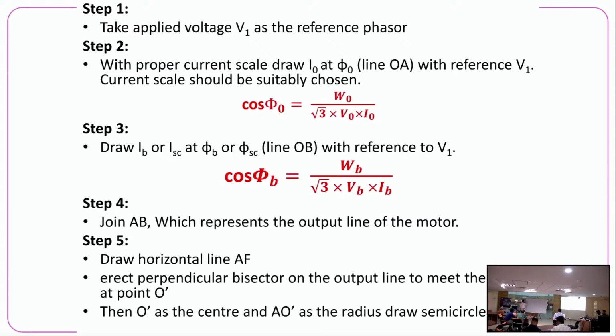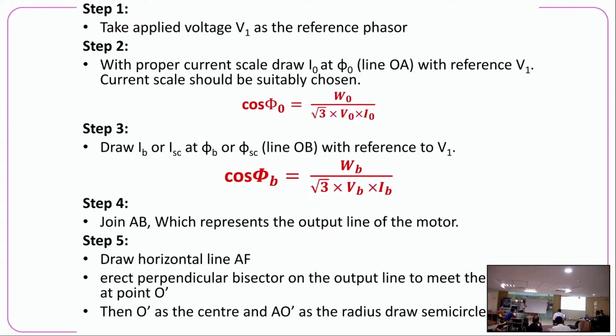We start with a vertical axis. The vertical axis will represent voltage. We just draw a vertical line. And then we draw the no load current. For example, this is the no load current I0, drawn to the proper current scale at angle phi 0.